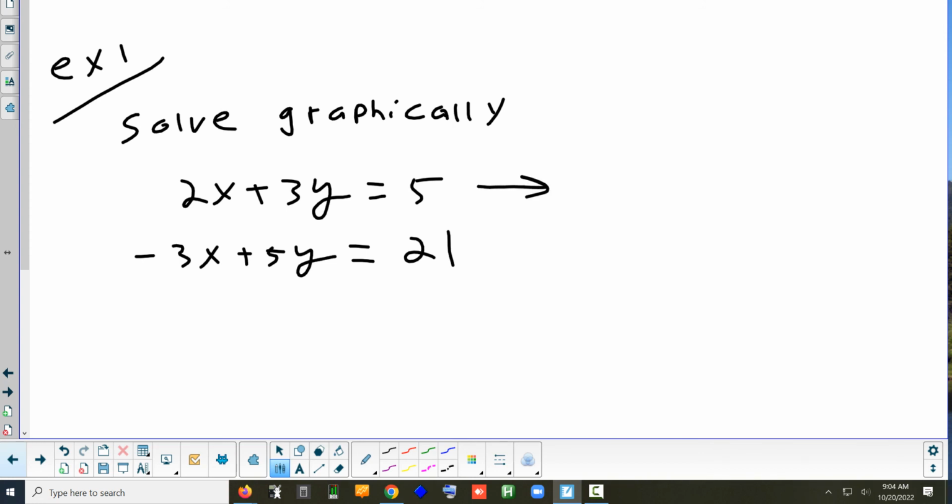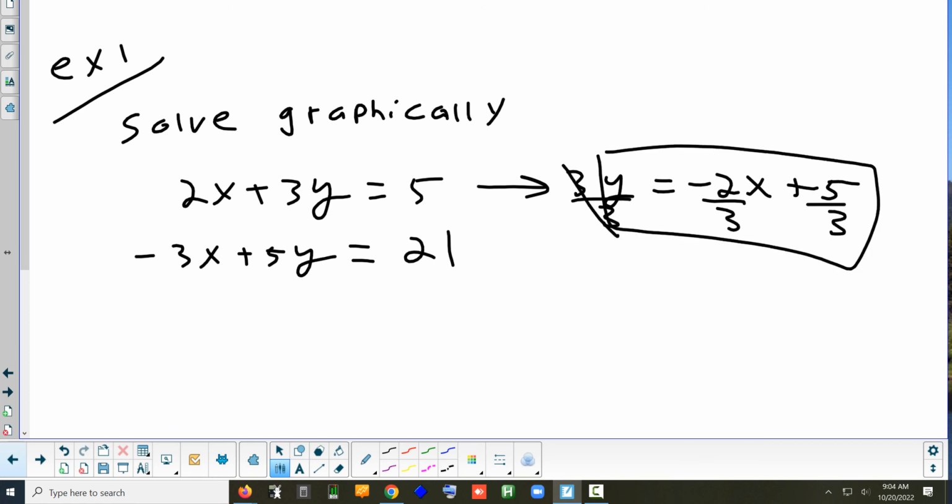So, what would you do first in the top equation to start to get y by itself? Tell me what you'd move to the other side. Subtract 2x from the left. Okay. So that would give you 3y equals negative 2x plus 5. And what would be my last step to get y by itself? Divide everything by 3. Just 3. Divide by 3, 3, and 3. There you go. There's your first one: y equals negative 2/3 x plus 5/3.